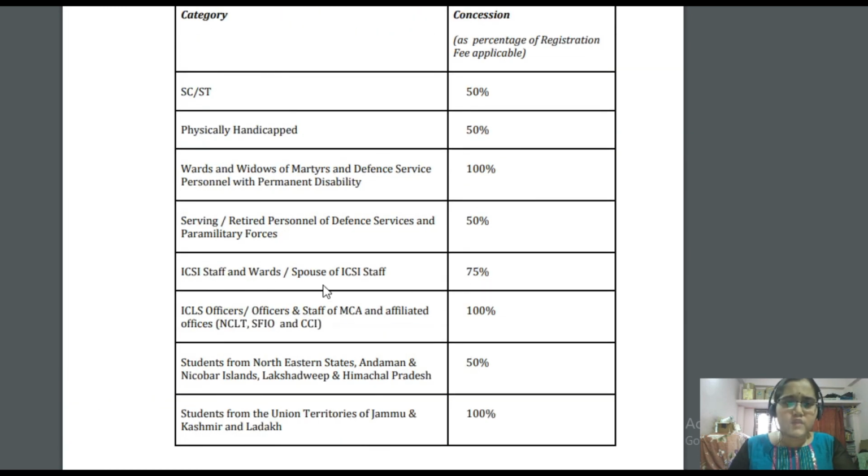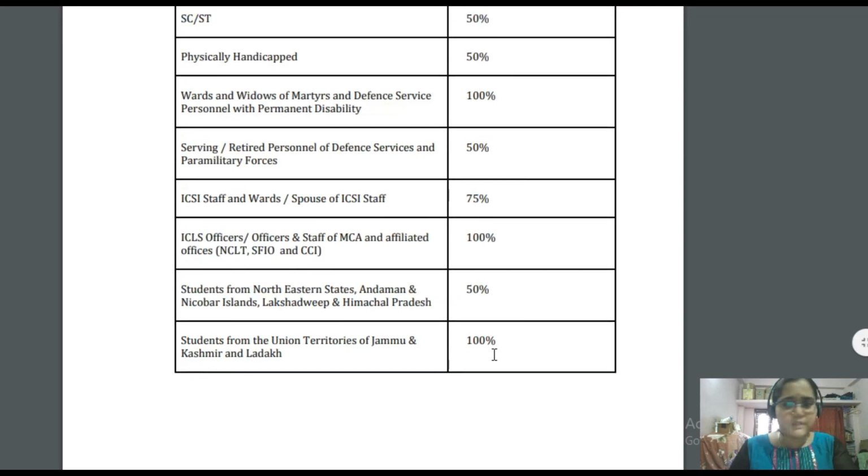And there are certain exemptions for a few categories of people like SC/ST, physically handicapped, and widows of defense people or retired people. There are certain exemptions there. Accordingly, they can claim their fee concessions for writing the examination.